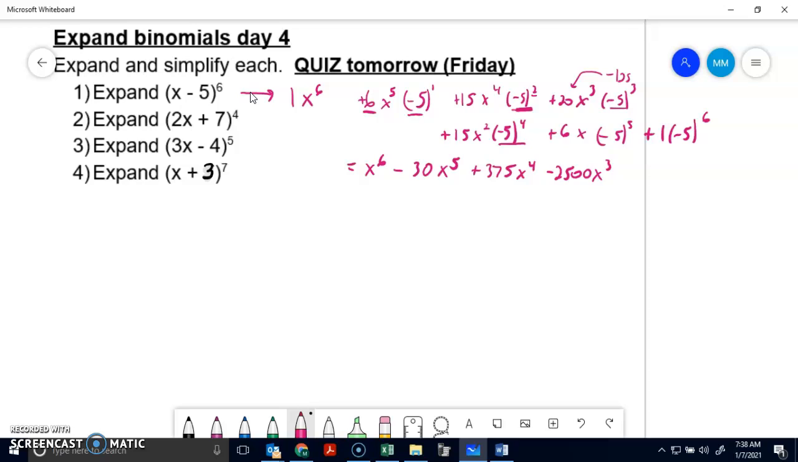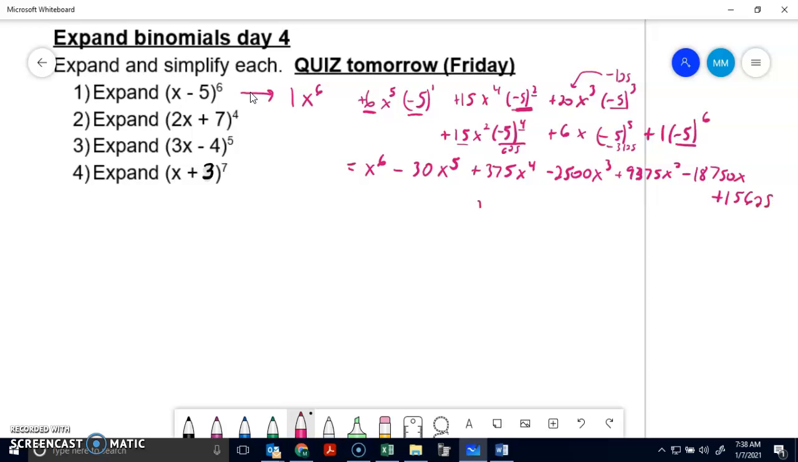And here I have -5 to the 4th power, which is 625, and that's a positive because it's to an even power, times 15. And it gives me 9,375 x squared. And then I would end up with -5 to the 5th. Again, this is going to be negative, but it's 3,125 times 6. And I have a negative 18,750 x. And then -5 to the 6th, which is going to be positive because it's raised to an even power, gives me a positive 15,625.